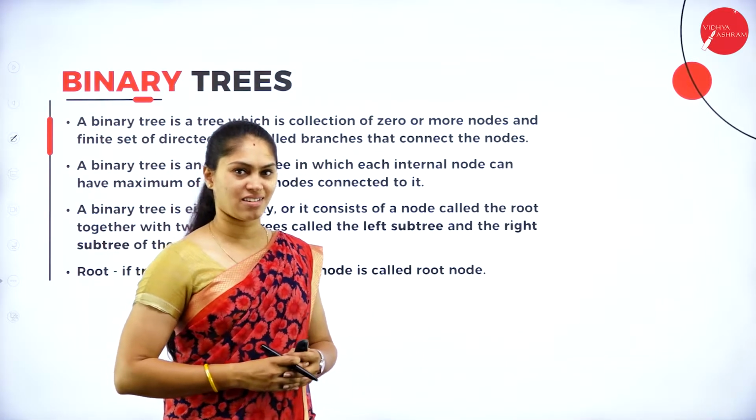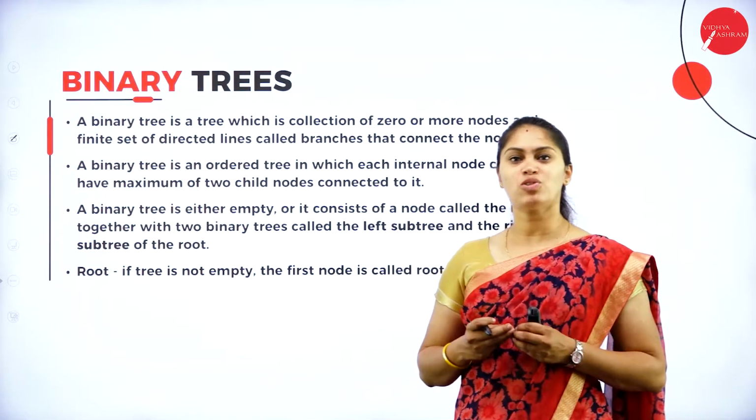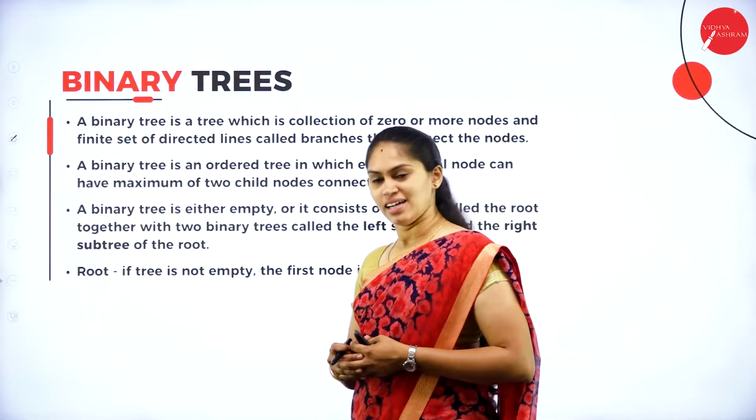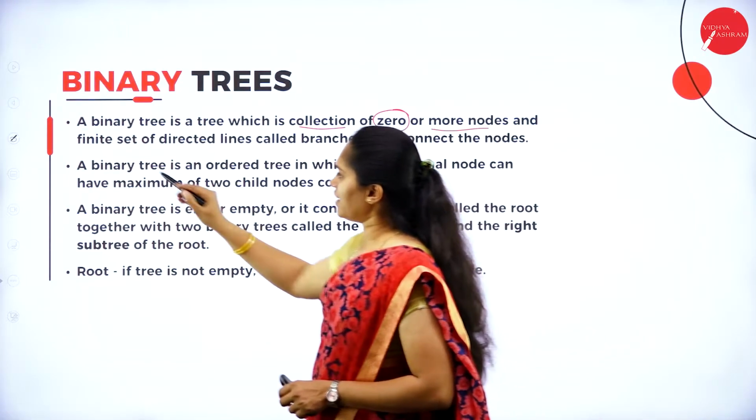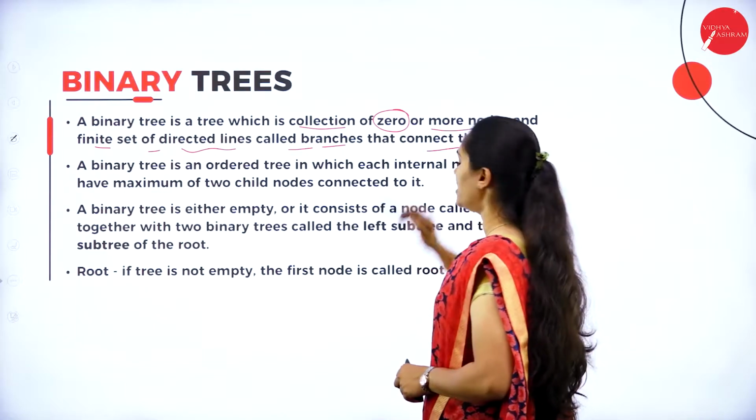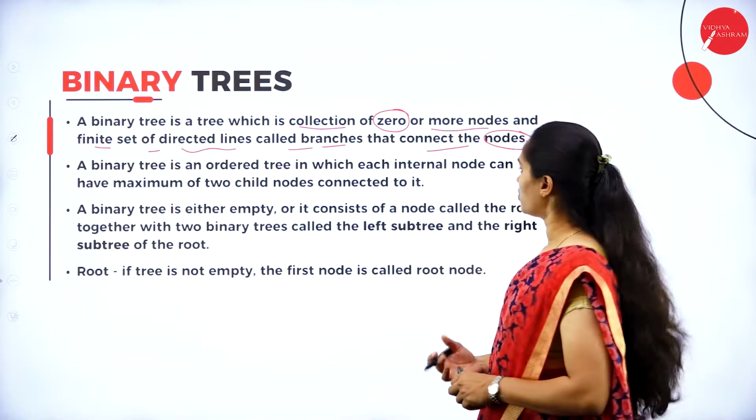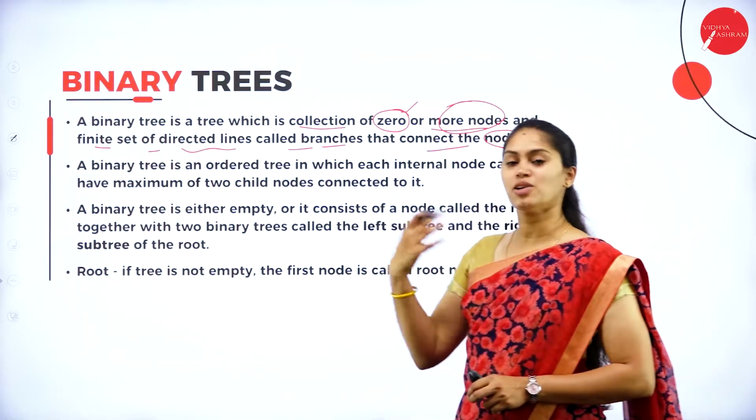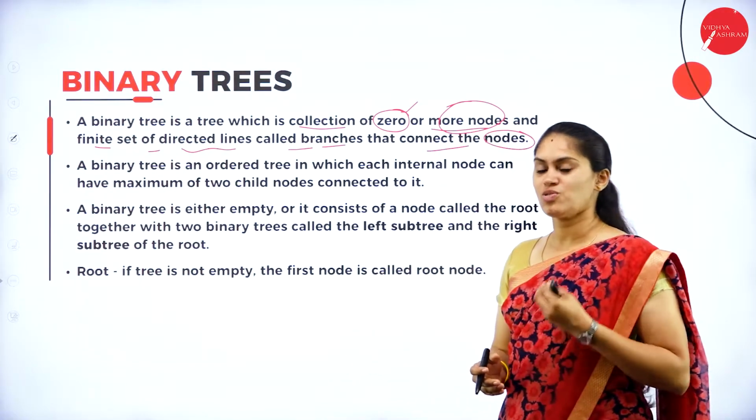Already we know what a tree is, right? A tree is a non-linear data structure that has nodes as well as edges. And when it comes to the binary tree, it is also a tree, which is a collection of 0 or more nodes and a finite set of directed lines called branches that connect the nodes. So here also we are going to have a different number of nodes. That number of nodes can be either 0 or more than 0.